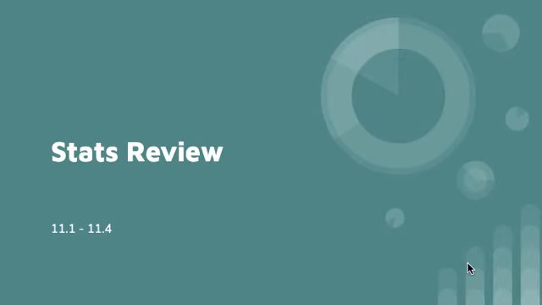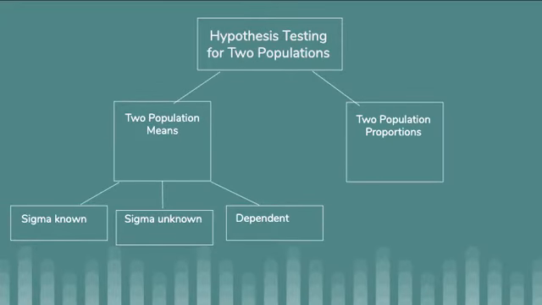I want to spend a couple minutes just refreshing our brains about what we've been talking about in chapter 11 because we're about halfway through. So, just a few minute video of everything that we've covered so far in chapter 11. Chapter 11 has been about hypothesis testing. It's different than chapter 10 because in chapter 11 we've been talking about two populations. So, somehow we're comparing two different things.